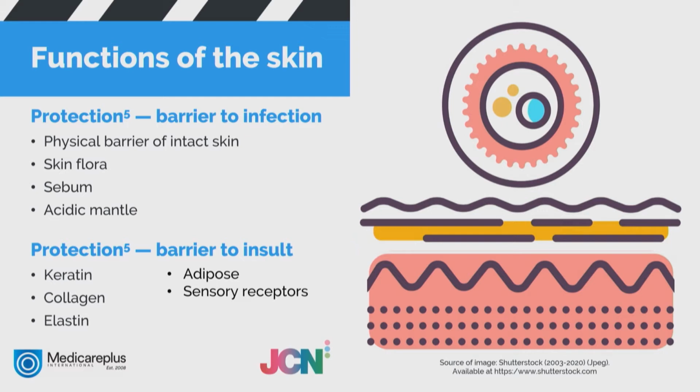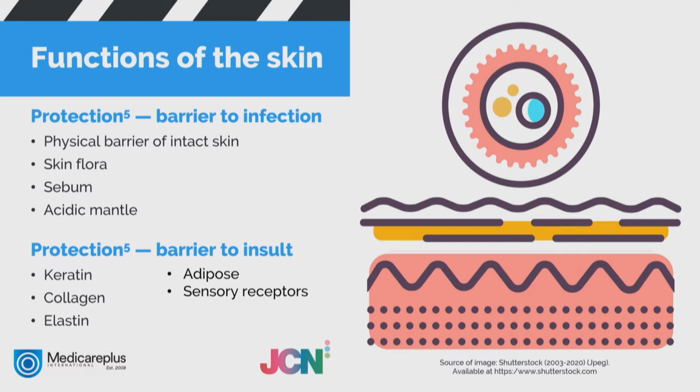And the control of that skin flora is also controlled by the sebum, which is slightly acidic, slightly waterproof, and provides that protective covering across the skin surface. The acid mantle, so it has an acidic mantle on the skin surface, which controls the skin flora, as I've said, and stops overmultiplication of our own body commensals.